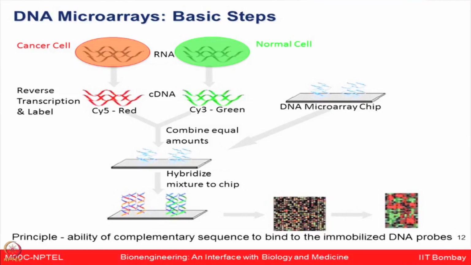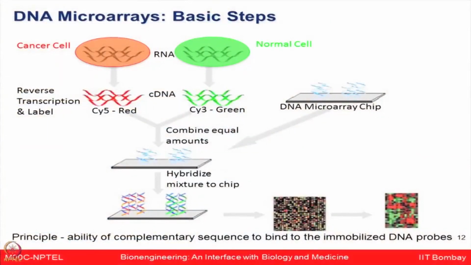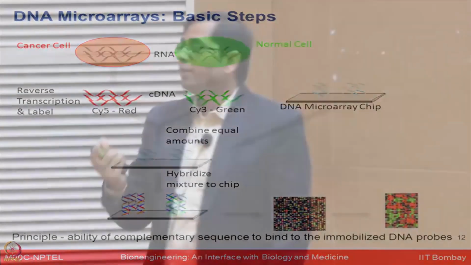So all of this RNA you have converted into cDNA, complementary DNA, which we have just done, and while doing the cDNA in the last step you have added some tags. These tags are Cy3 or Cy5 colors. As a result, all of this RNA, or the complementary DNA from the normal cell, will become, let's say, green colored, and that from the cancer cell will become red in color.